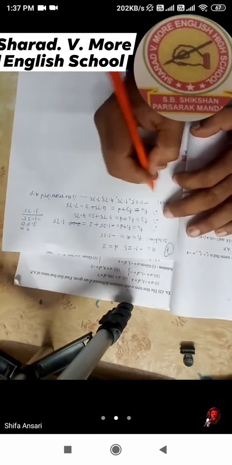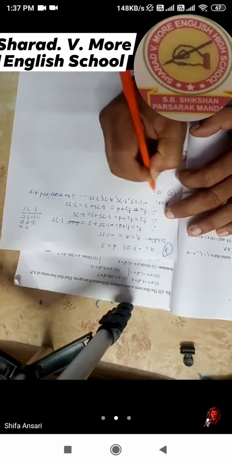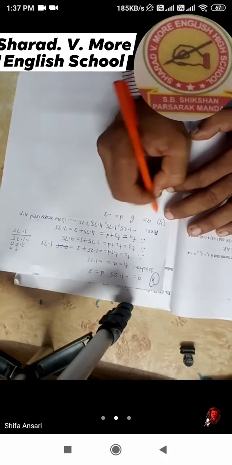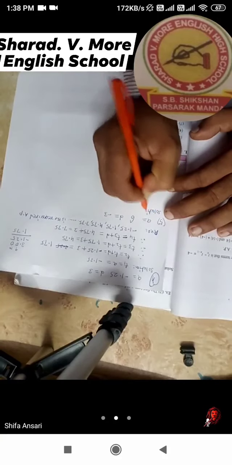Now you see the question number 5. A is equals to 6 and D is equals to -3. Here A's value is 6, what is the value of D? -3. So let's solve the question. A is equals to 6 and D is equals to -3. Its solution.